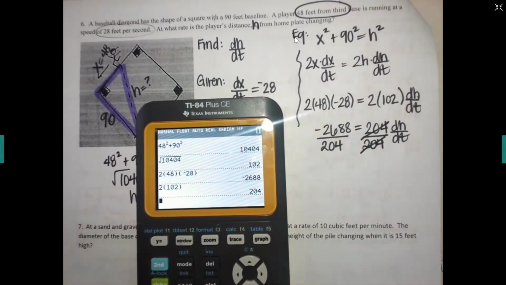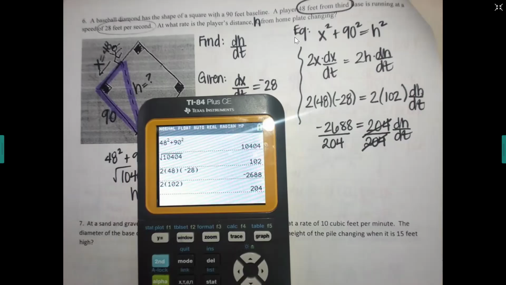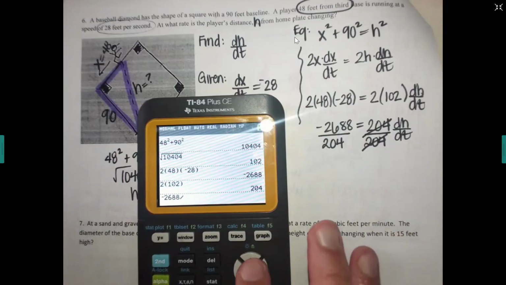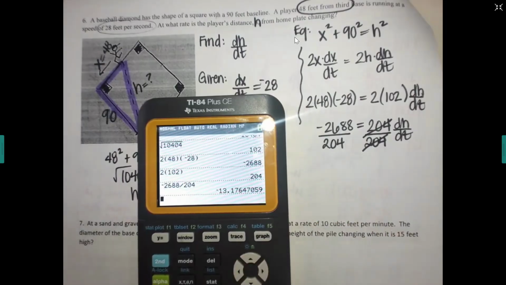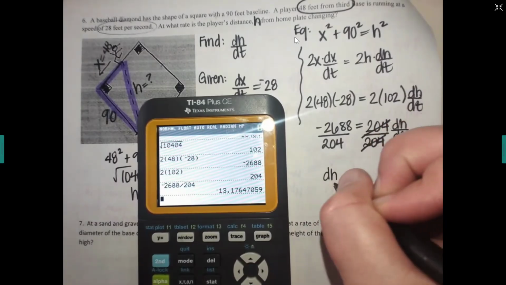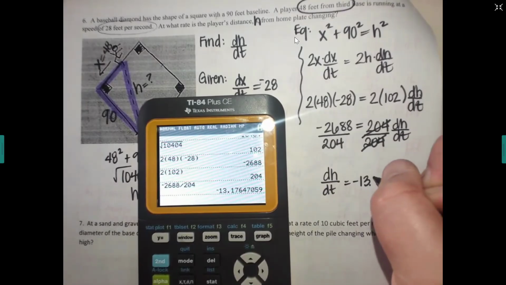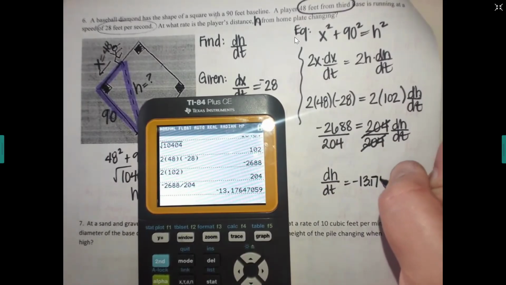Now, I'm pretty sure for your homework, it tells you to round to the nearest thousandth. So that would be 3 decimal places. So we're doing this, divide by this. So your dH/dt, the distance from home plate, is changing at 176.